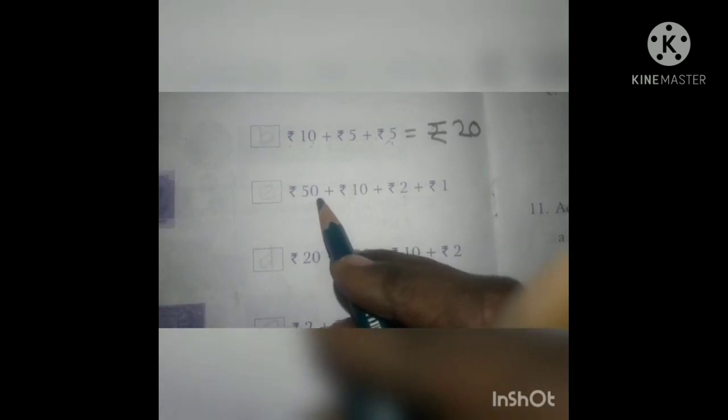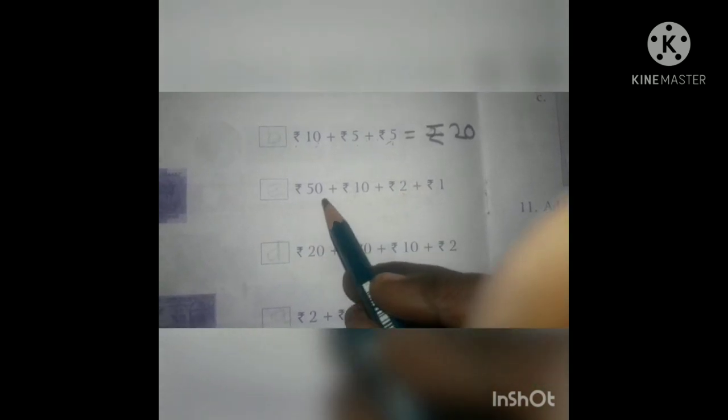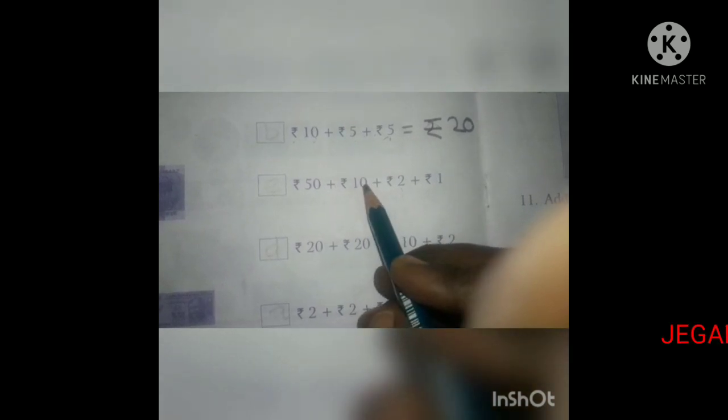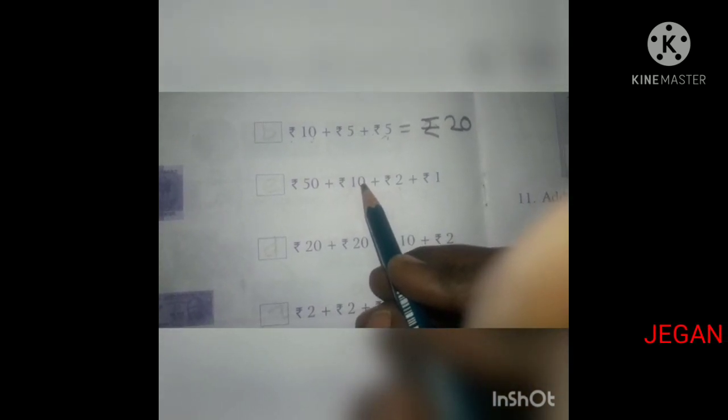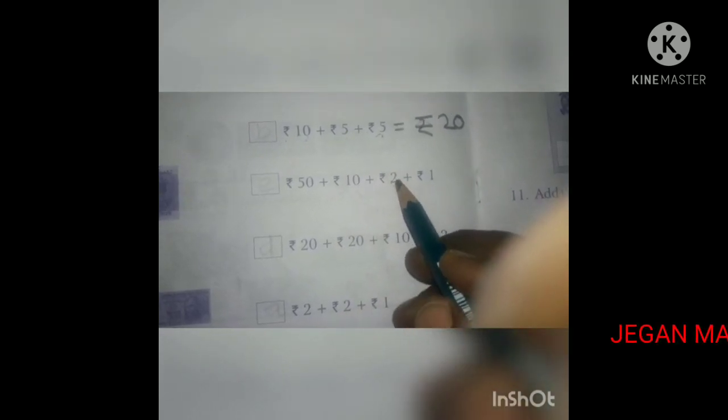Okay, come to this question. Rupees 50 plus rupees 10 plus rupees 2 plus rupees 1. Now we are going to add all these rupees. 50 rupees plus 10 rupees, 60 rupees. 60 rupees plus 2, 62. 62 plus 1, 63. So here 63 rupees is present.